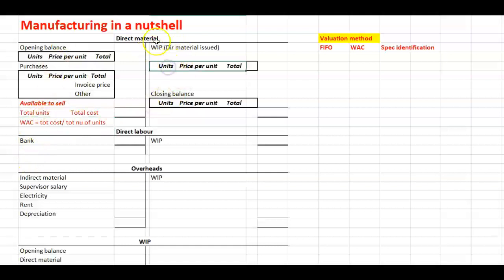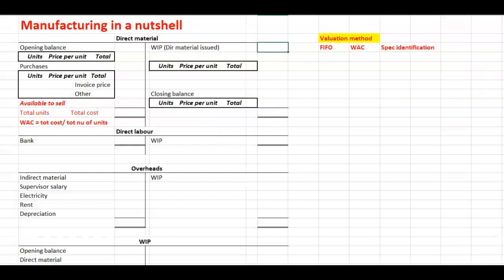Now, once I have determined that, then it's easy to work out work in process. If I have the units that was issued, then the number of kilos or liters or whatever that was issued into the production process, I'm going to take those number of units and I'm going to multiply that with a weighted average cost per unit. And that is going to be our work in process amount. So that is going to be the cost price of goods issued into the production process.